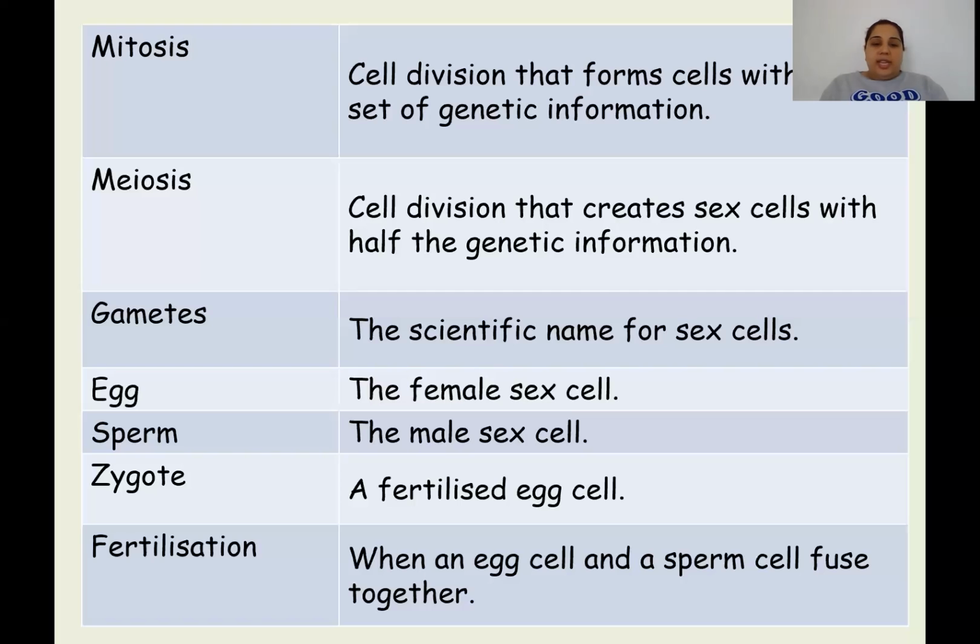Again, a couple of other words here: gametes, the scientific name for sex cells. The specific sex cells found in humans are the egg cell and the sperm cell. We've got the term zygote. So this is when the egg cell has become fertilized by the sperm cell. So literally, as soon as fertilization takes place, that single cell that's now produced is called a zygote. And the process of fertilization essentially is the egg cell and sperm cell fusing together.